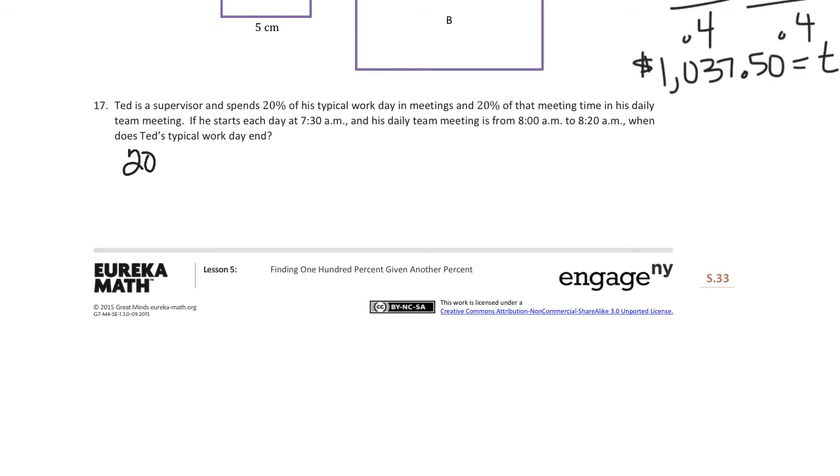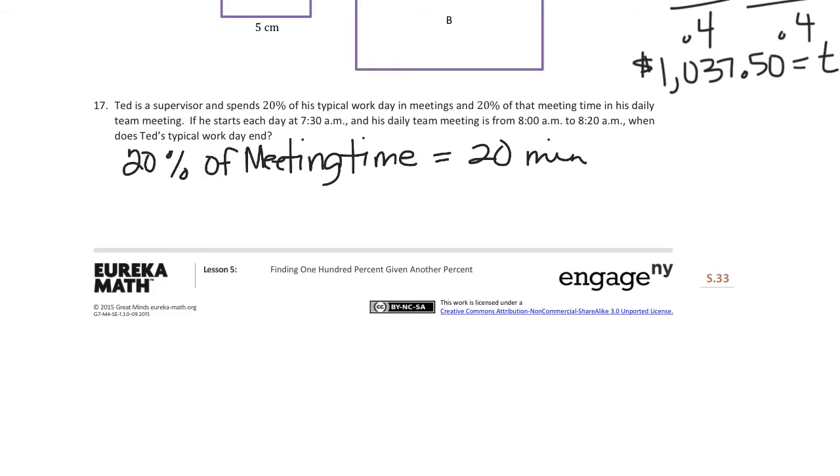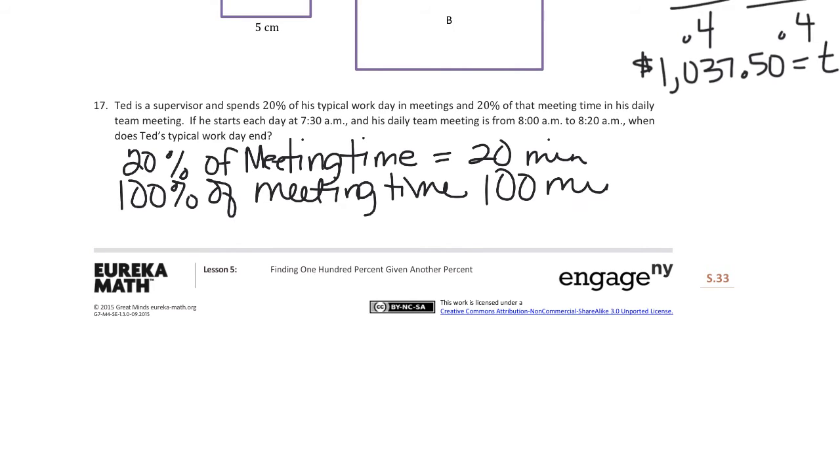So 20% of his meeting time equals 20 minutes, because from 8 to 8:20 is 20 minutes. So 100% of his meeting time is 100 minutes. So he spends 100 minutes of his day in meetings. Now, 20 minutes of his day is meetings.